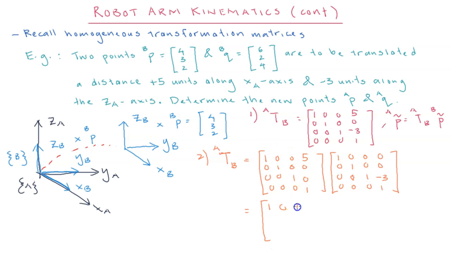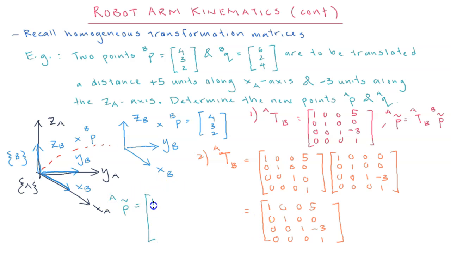and this part will be 0 plus 5. The second row is just this second row, 0, 1, 0, 0. The third row will be 0, 0, 1, minus 3. And the last row is always 0, 0, 0, 1. As we can see, we obtain the same matrix as compared to the first method. So what is P tilde A?